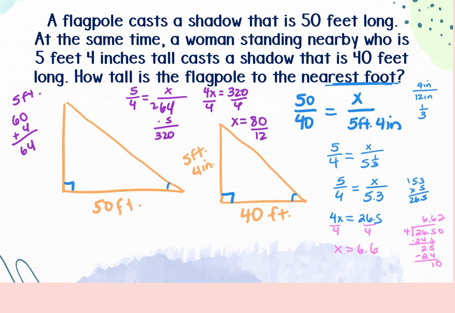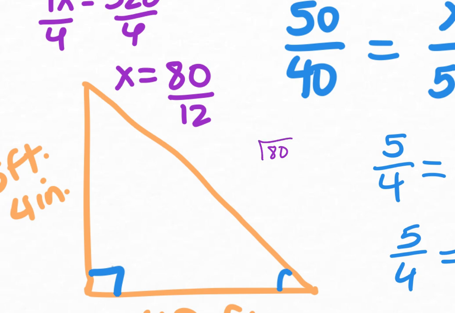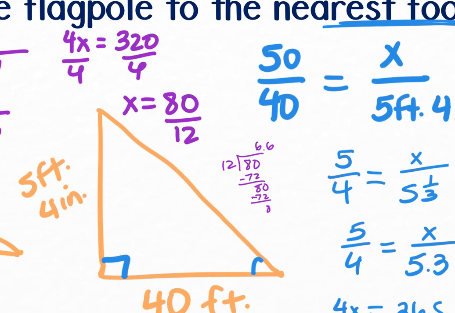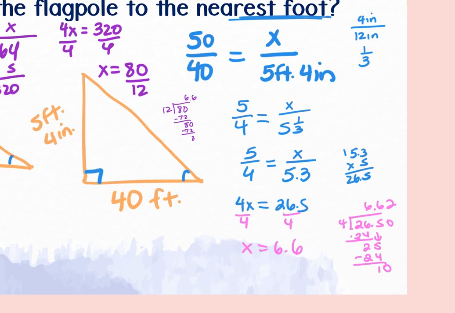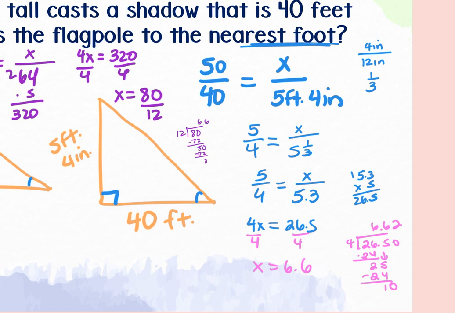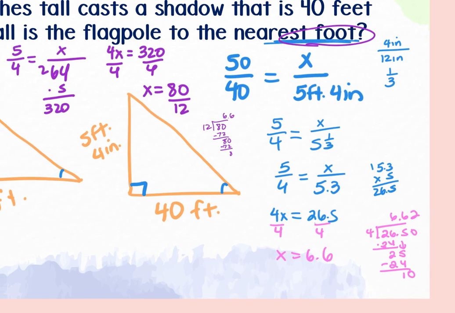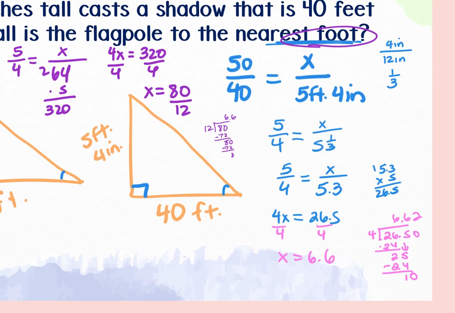You can reduce it before you divide, or you can divide. It doesn't matter which way you do it. But if I did 80 divided by 12, I get 6 again, and that time it repeats. So your rounding is a little bit off, because in the bottom one we did 6.6 and in the top it would be 6.7. But it's asking for the nearest foot, which means I would round it to a whole number either way. And 6.6 would round to what? 7 feet. Yeah.